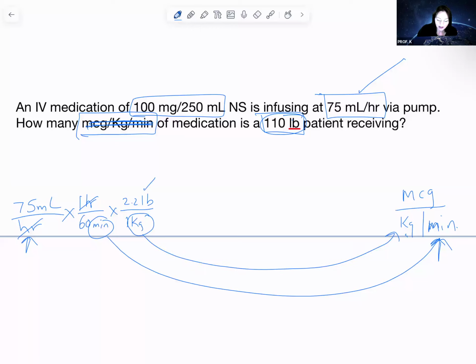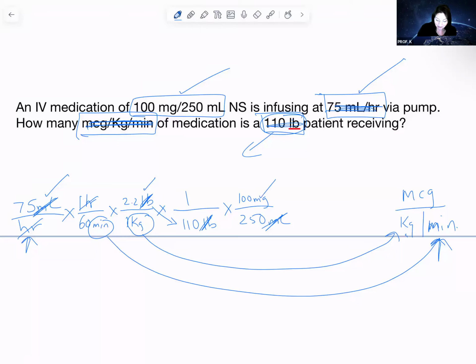But now how do I get rid of pounds? I'm going to use the patient's weight. But now remember, I have to put it across diagonally to cross it off. So I'm going to write it down in the bottom: 110 pounds, and I'm going to put a 1 over it. I'm going to cross off my pounds. All right, I'm doing it. I'm getting there. Now, how do I get rid of milliliter and get the micrograms? Well, the only thing I haven't used in my problem is the concentration. So I'm going to use it. There's 100 milligrams in 250 milliliters. That gets rid of my milliliters.